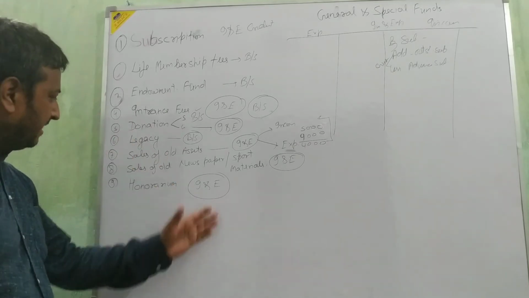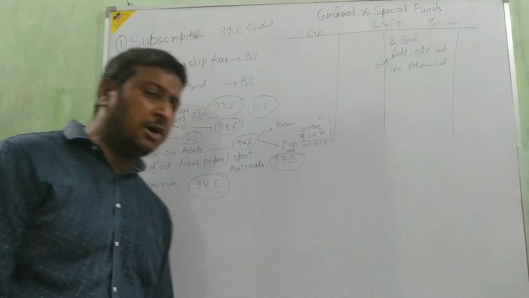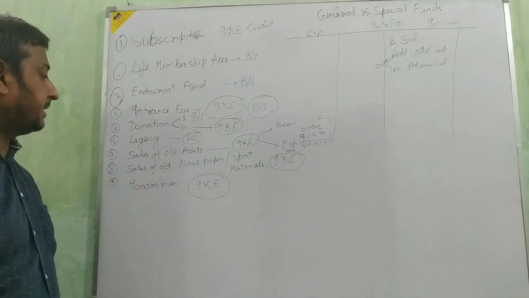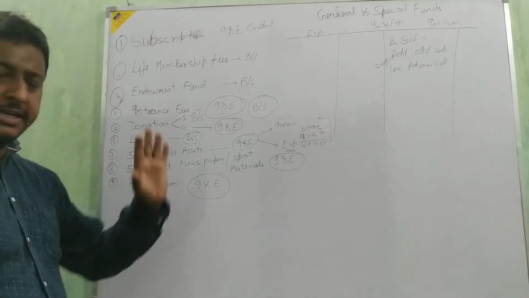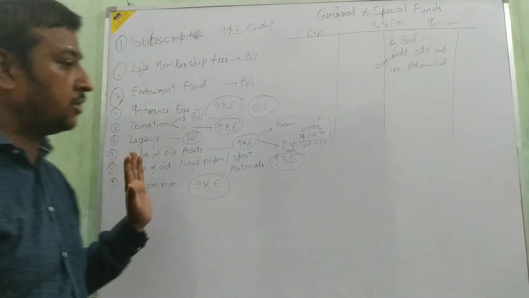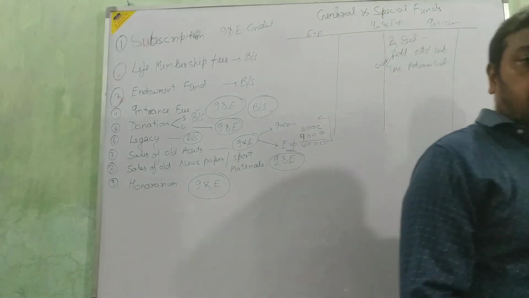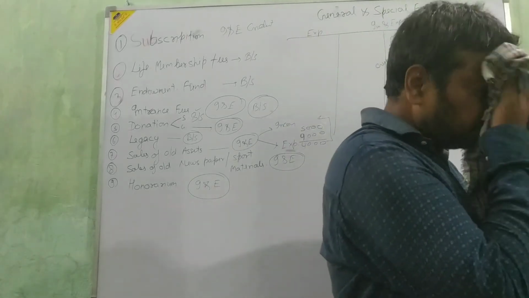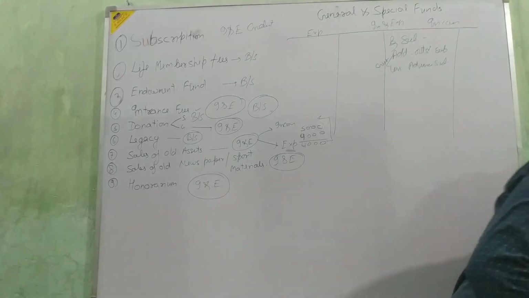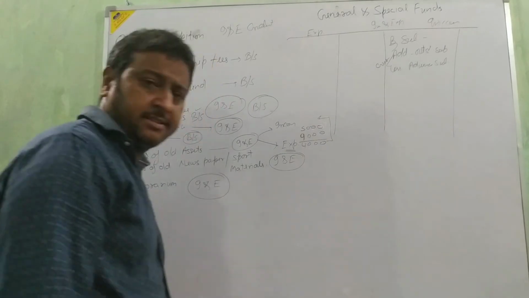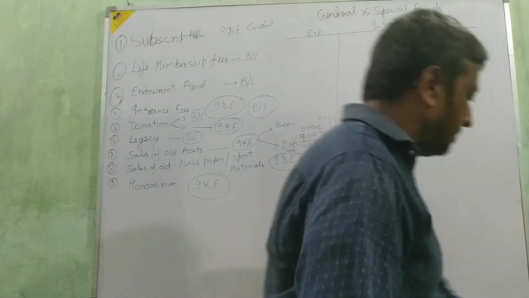Legacy, balance sheet. Sale of old assets, income and expenditure account. Sale of old newspaper, income and expenditure account. Honorarium, income and expenditure account. Okay, clear? Now we are going for the next topic, and the next topic is journal and special fund.